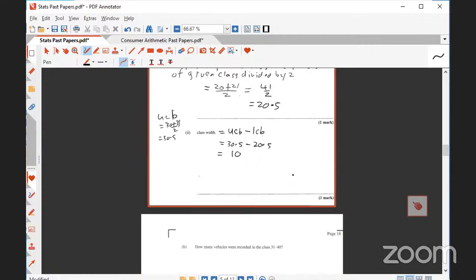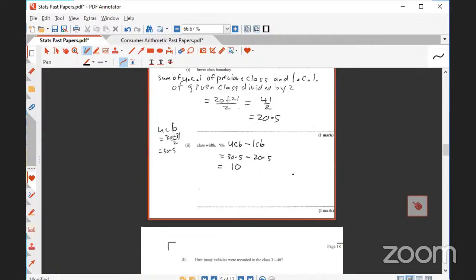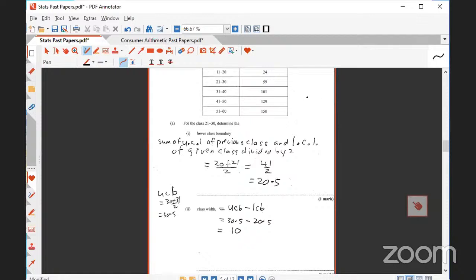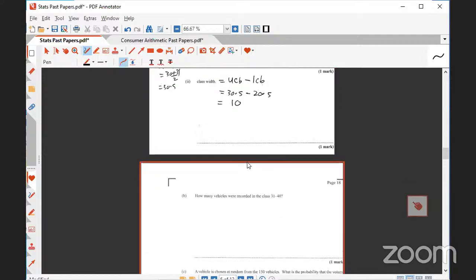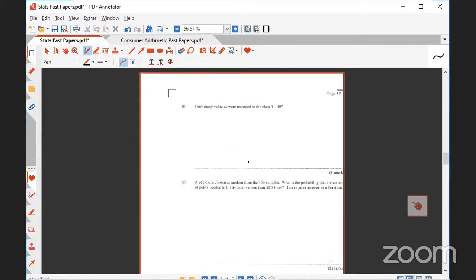All right, so the first one is pretty simple. How many vehicles were recorded in the class 31 to 40? You should have your table. You drew your table, so you should be able to figure that one out. Remember that when you look in your table, you're not given frequency. You're given cumulative frequency. Make sure that you're making a note of that difference.